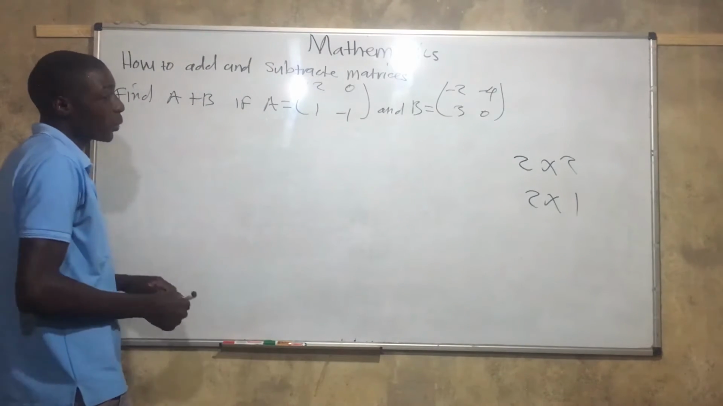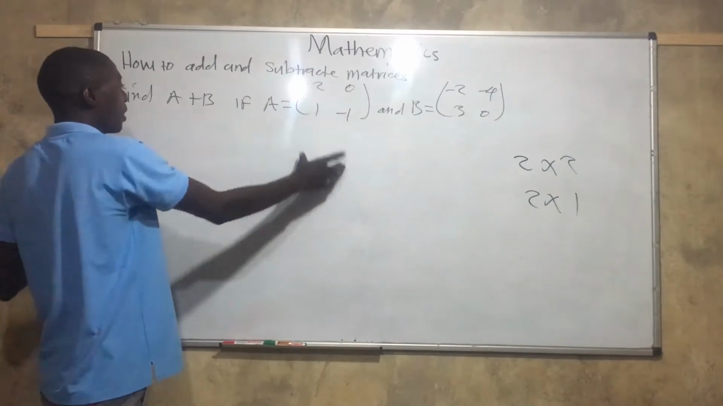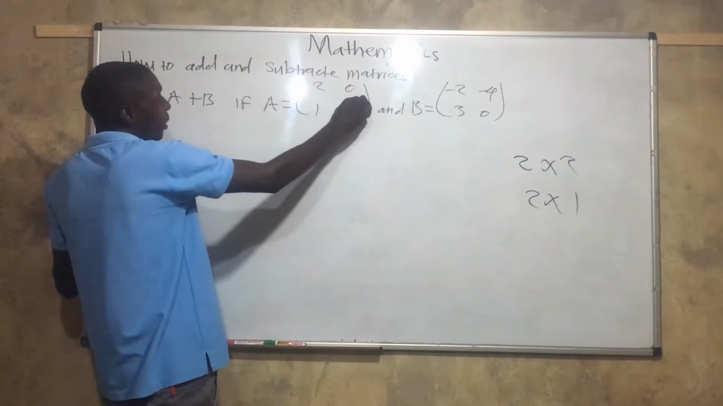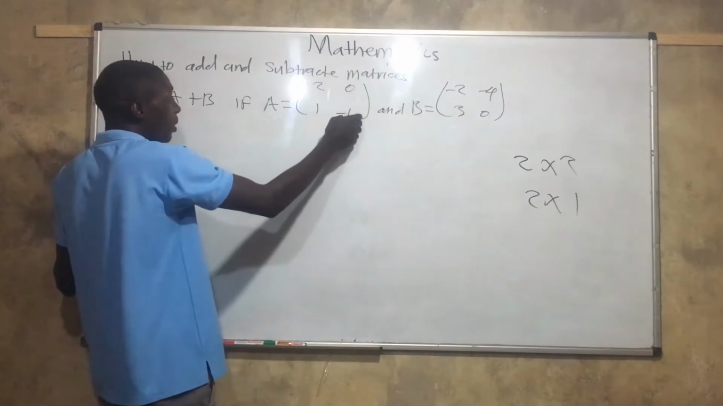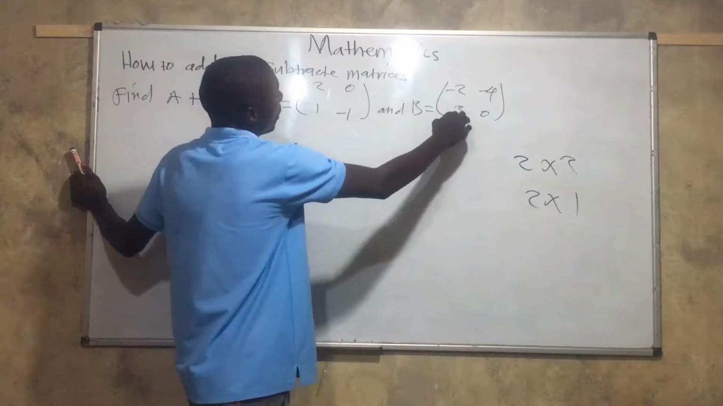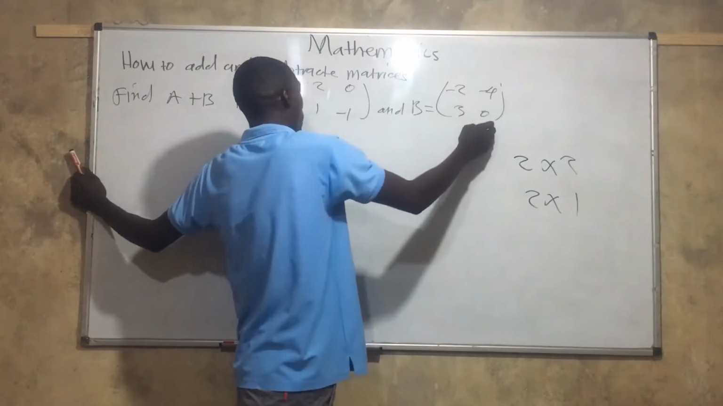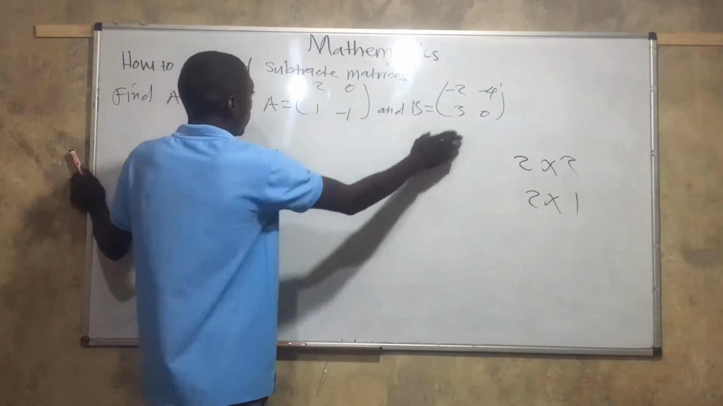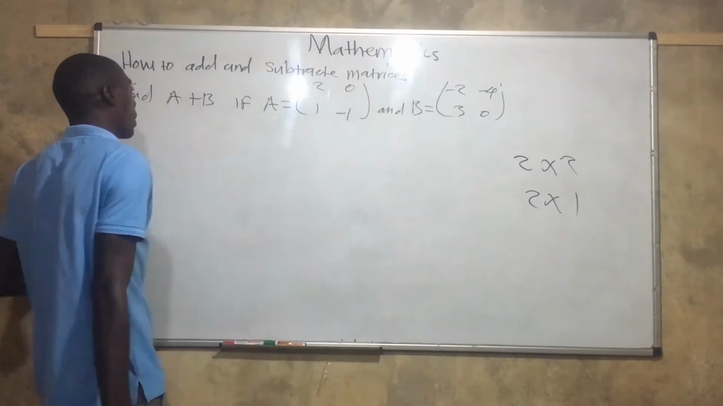But we have to know how to identify rows and columns. So in matrix A, this is a row and this is a row, this is a column and this is a column. Matrix B, this is a row and this is a row, this is a column and this is a column. So this is a 2 by 2 matrix and this is a 2 by 2 matrix. 2 rows and 2 columns.